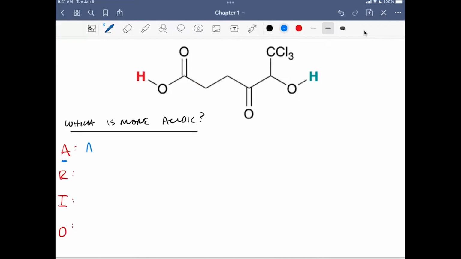Remember, A is atomic size. So let's see, if you take these hydrogens away, what is it attached to? They're both attached to oxygen. So that's the same. We don't have to worry about A because they're both attached to oxygens, right? So that's the same atom size. So let's go to resonance.